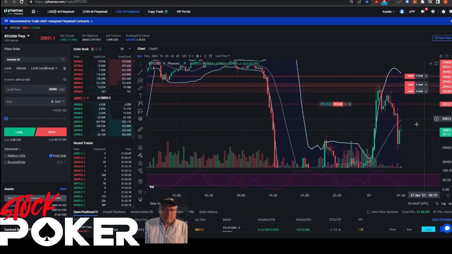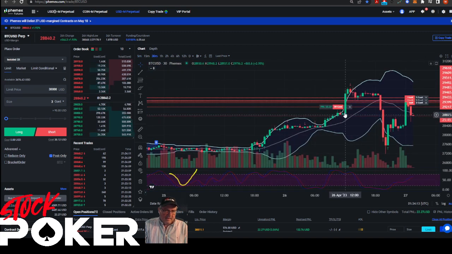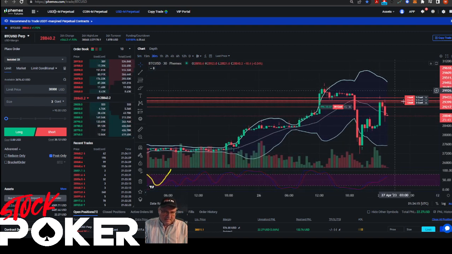It looks like here on the Bollinger Bands on the 5-minute, let's go back out to the 30-minute. It looks like it's curving down. It looks like this may curve down. Not all of our orders filled, but we had a bunch of orders filled there.